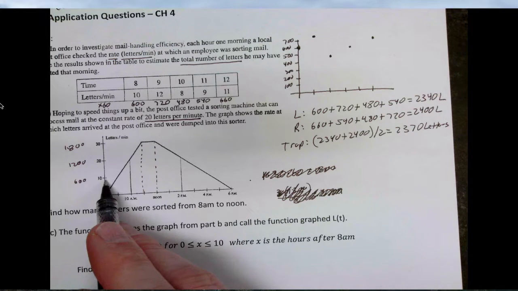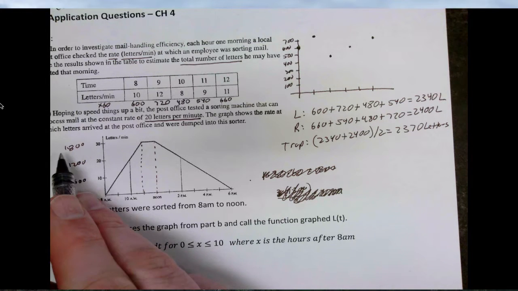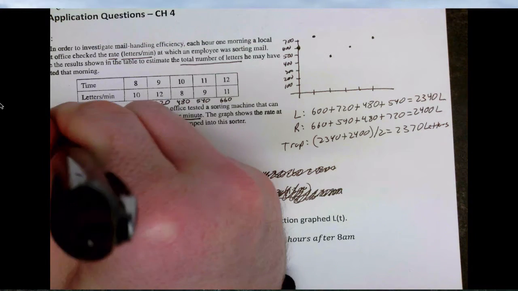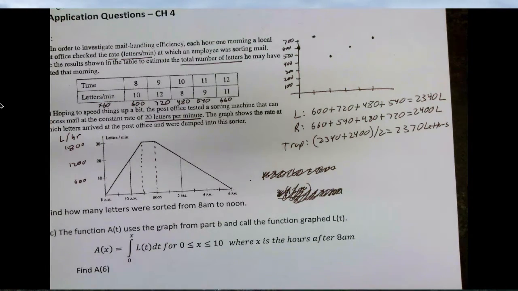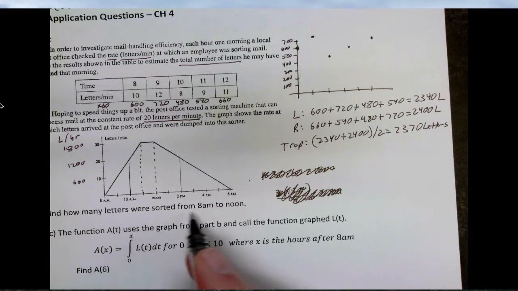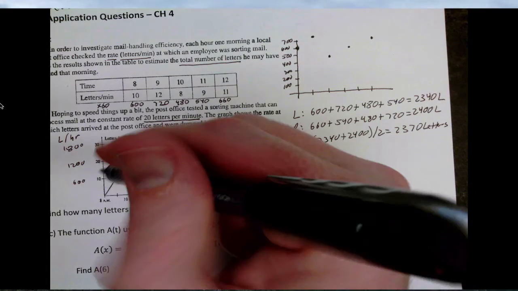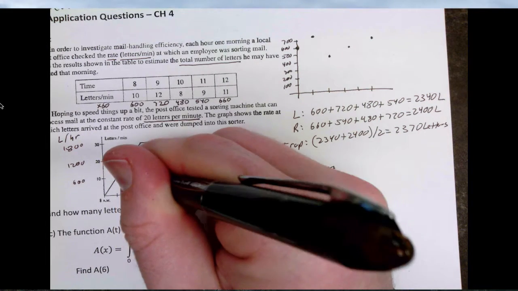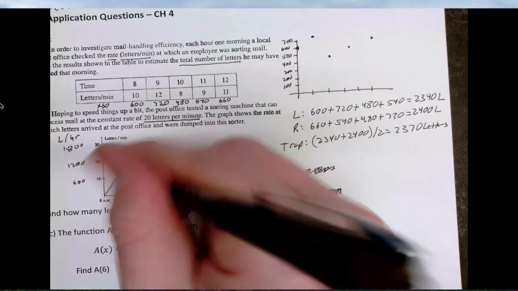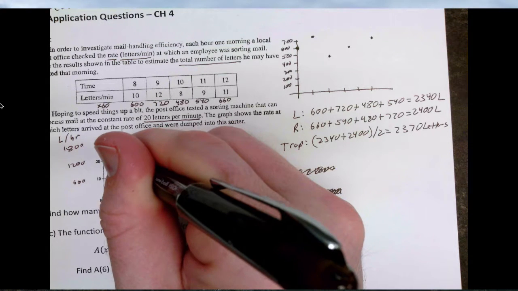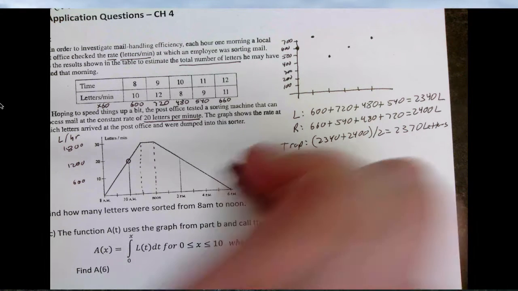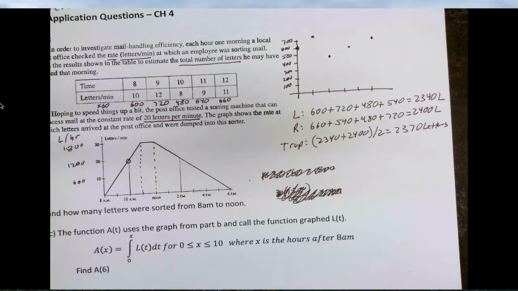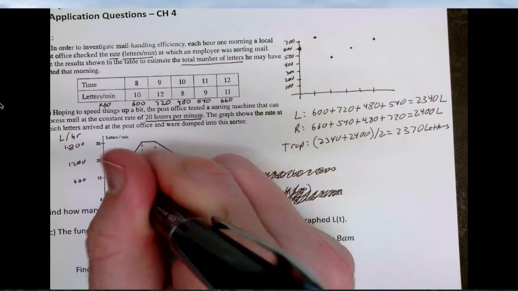If I multiply by 60, you see 600, 1200, and 1800. This is letters per hour. And it says find how many letters were sorted from 8 a.m. to noon. The actual problem drew a line in here, and that matters because at this point right there, the machine cannot sort as fast as they're being dumped in. But all this time to the left, it can sort all of those.